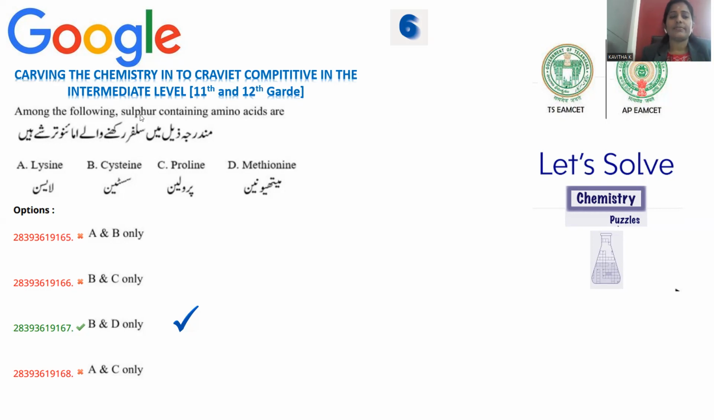The question is to identify the sulfur containing amino acids. There are 4 options provided: lysine, cysteine, proline, and methionine. Among these, B and D are the correct answers. Cysteine and methionine are part of the sulfur containing amino acids.